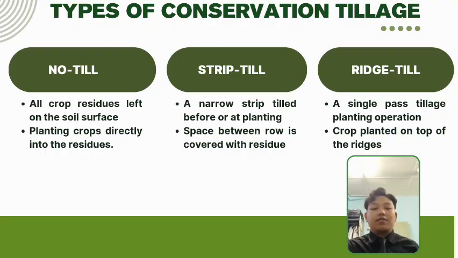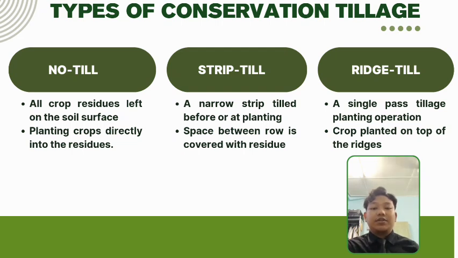There are a few types of conservation tillage. First, let's talk about no-till, also known as zero tillage. It means all crop residue is left on the soil surface. This method involves planting crops directly into the residue of the previous crop without disturbing the soil. Specialized equipment is used to create narrow slots for seeds, ensuring minimal soil disruption. In short, no-till keeps the soil covered and undisturbed, preserving its natural structure.